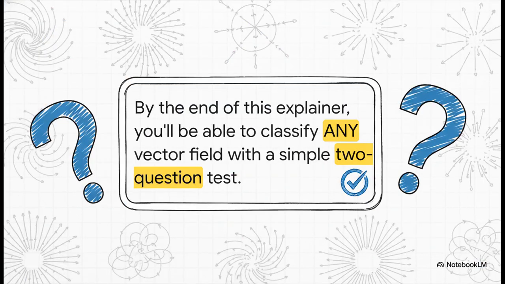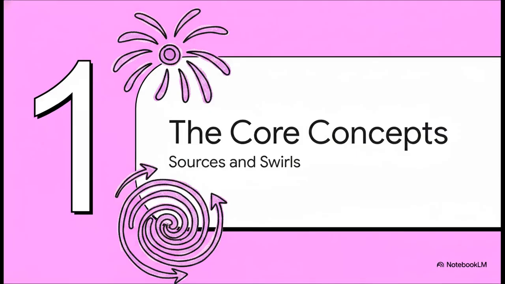But here's my promise to you. There's a simple, way more intuitive way to think about all this. By the end of this explainer, you're going to have a foolproof two-question test that lets you classify any vector field that comes your way. So, let's do this.